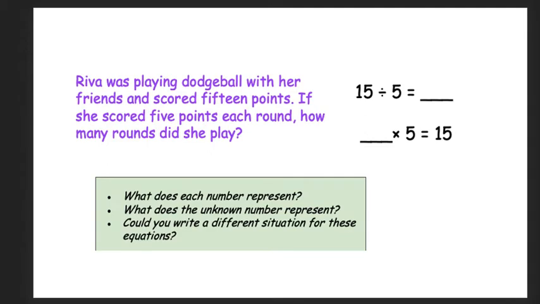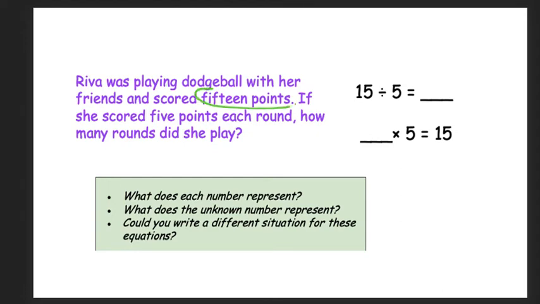Having students continue to realize the connection between multiplication and division, how they are inverse operations. They're like cousins. River was playing dodgeball with her friends and scored 15 points. If she scored 5 points each round, how many rounds did she play? It's important for students to think about what each number represents, what the unknown number represents, and how this can look different. We've been practicing that as well.